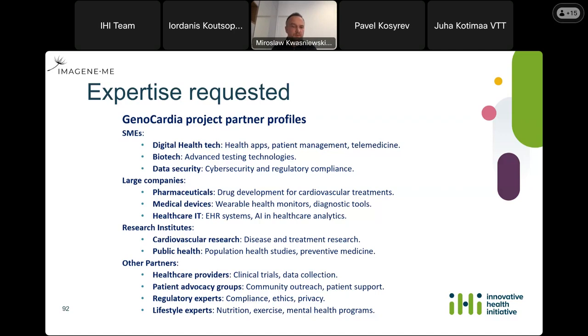So we think that by combining our expertise in genomics and genomic data analysis, proven by international certificates, with services already provided to thousands of patients, we want to expand our Imagine Me platform into a complete, sophisticated tool for cardiovascular disease, or genetic related cardiovascular disease conditions, in the long term. So that's why we are looking for partnerships to make it happen. Thank you.